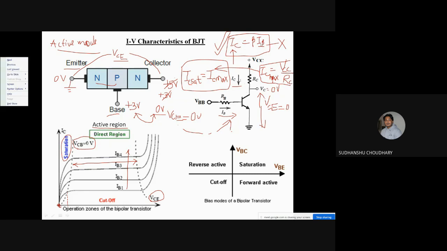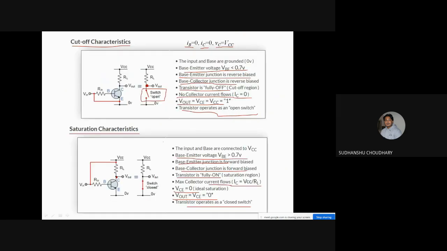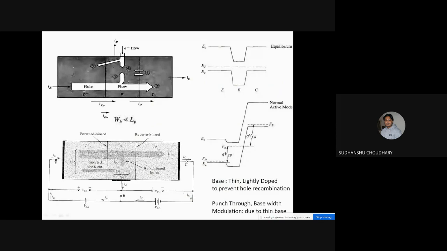So the base current can be amplified in this region. How this amplification is done is also important, so we'll understand that also. But before that, let us try to understand how the energy band diagram changes when the transistor operates in active mode. Once you understand how this changes in the active mode, then you can find out the energy band diagrams for the saturation and cutoff modes, or maybe reverse active mode also.